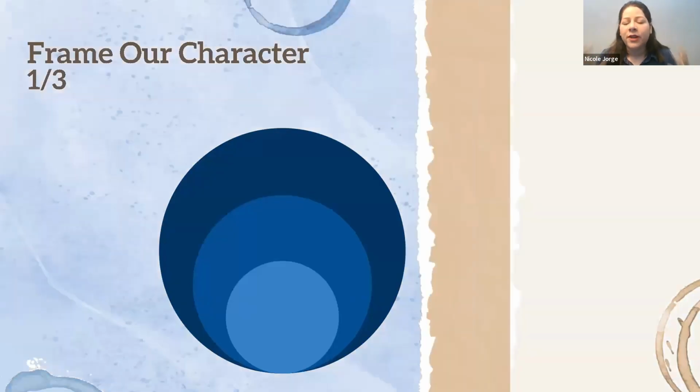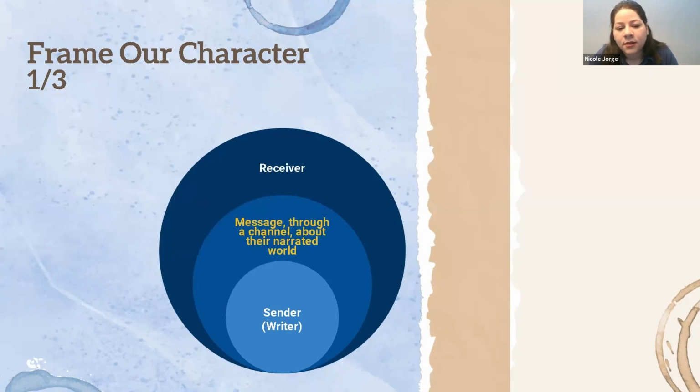All right, so we have to frame our character. It's sort of like allowing our character, actually, not allowing, it's forcing our characters to be in a communicative situation. As writers, they'll become the sender, and they want to reach out to a receiver. And in turn, they have a message through a channel, which in this case will be the letter, about their narrated world.